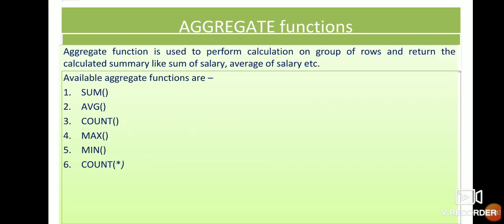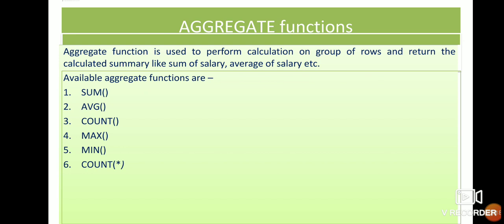Next, aggregate function. What do you mean by aggregate function? An aggregate function is used to perform calculation on a group of rows and return the calculated summary, like sum of salary, average of salary. All these can be calculated with the help of which format? Aggregate functions. In aggregate functions there are various functions available, like sum, average, count, max, min and count asterisk.